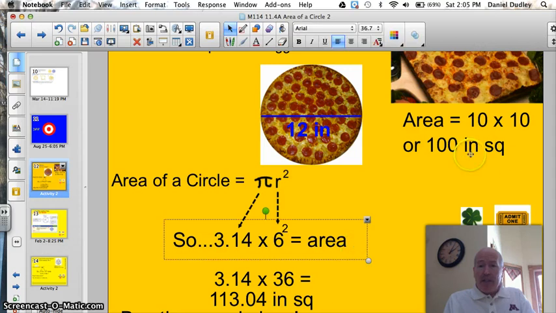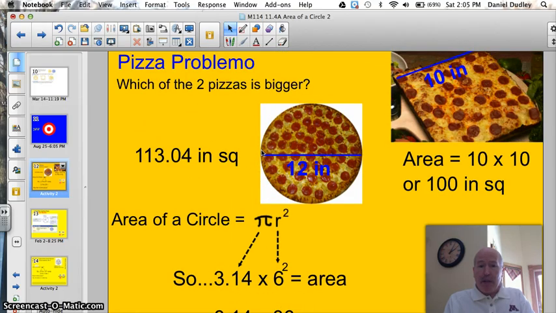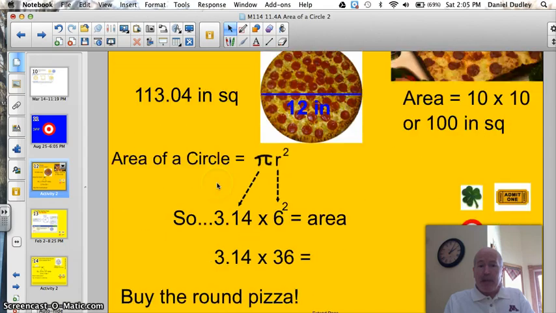Now I've got 100 square inches of pizza in the square one. The round one is actually 113 inches squared. I'll put it up there so you can make sure to see it. Which is the bigger pizza? Well, of course, the round one is. You get about 13 inches more pizza. Buy the round pizza. All right. So that's what we're going to be focused on doing tonight.